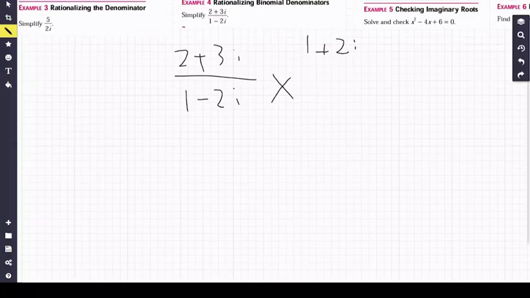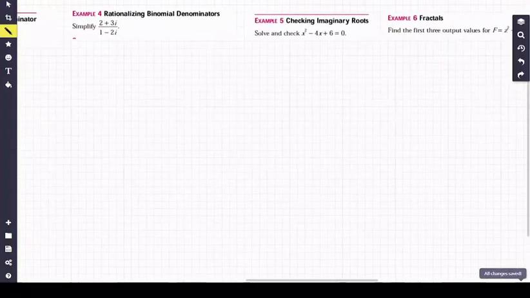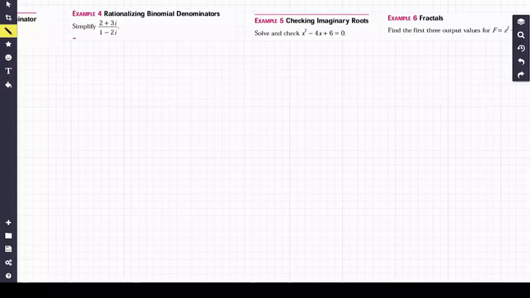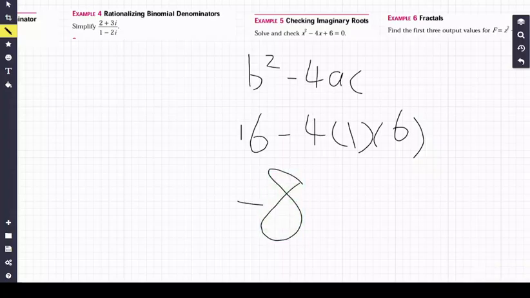Let's go ahead and get rid of that. So now we're going to check imaginary roots. Because this question asks us to solve and check, we actually have to plug it into the quadratic formula since we can't solve this by factoring. But if we were only asked to check it, we could have used the discriminant. So our b in this case is 4, so that's 16 minus 4 times a, which is 1, times c, which is 6. So 16 minus 24, we don't even need to think about it. You look at it and see it's a negative number. It's negative 8.